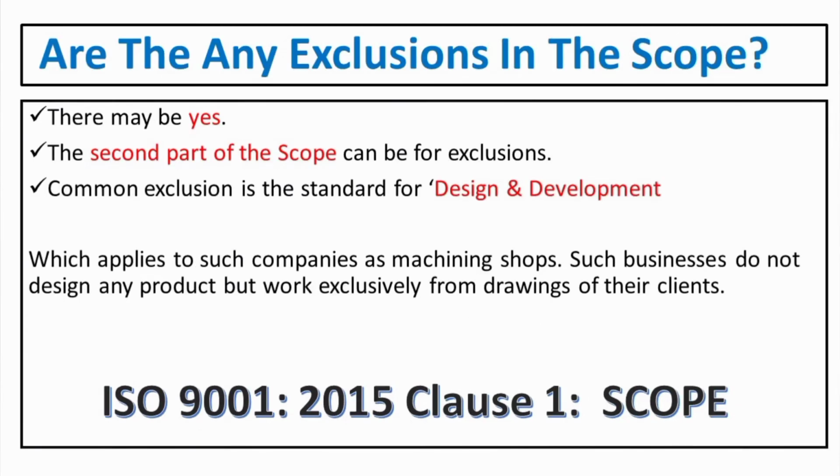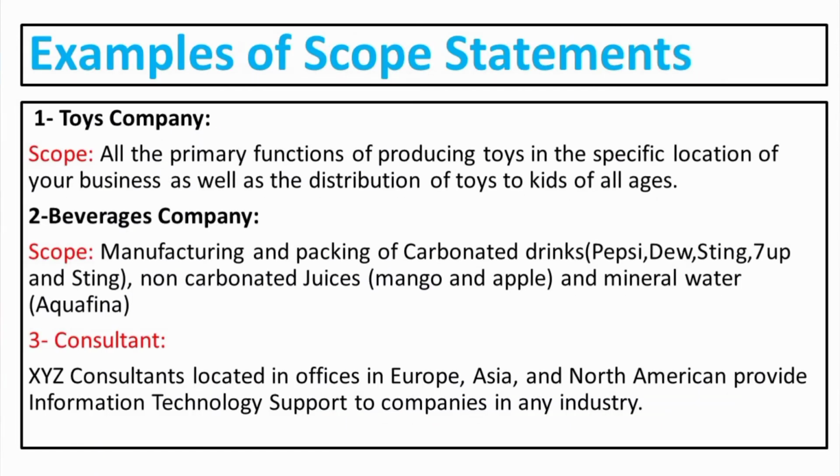Now we see, are there any exclusions in scope? Yes, there can be exclusions in scope. The second part of the scope can be exclusion. The common exclusion is the standard clause for design and development. So what is design and development? Design and development does not apply to companies such as a machining shop. Such businesses do not design any product but work exclusively from drawings of their clients. So if your organization does not design and develop, then this clause should be excluded and should be mentioned in the scope.